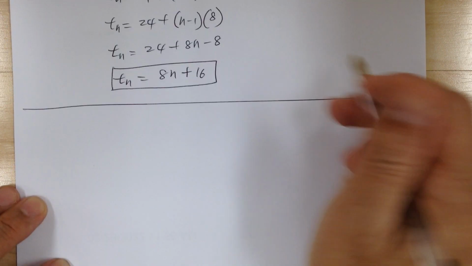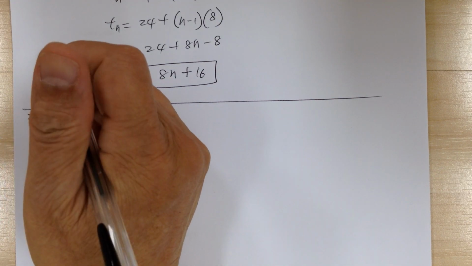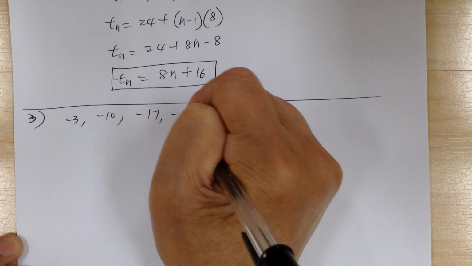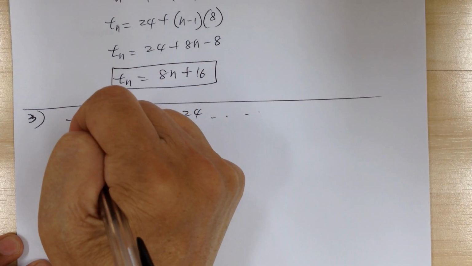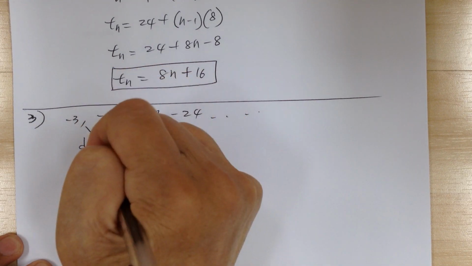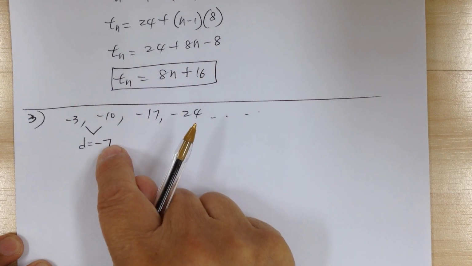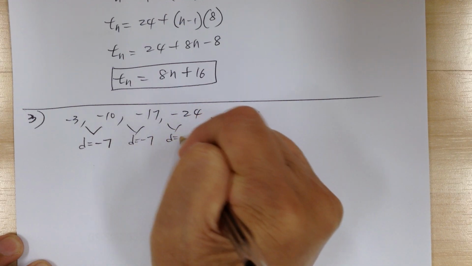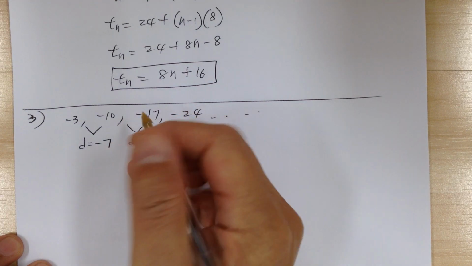Okay, number 3. You have negative 3, negative 10, negative 17, negative 24, dot, dot, dot, dot. Again, let's figure out the D first. From here, D equals negative 7. You have to use this minus that to figure out your D. Again, over here, D equals negative 7, D equals negative 7. It's negative because it's getting smaller. So you can get your formula.